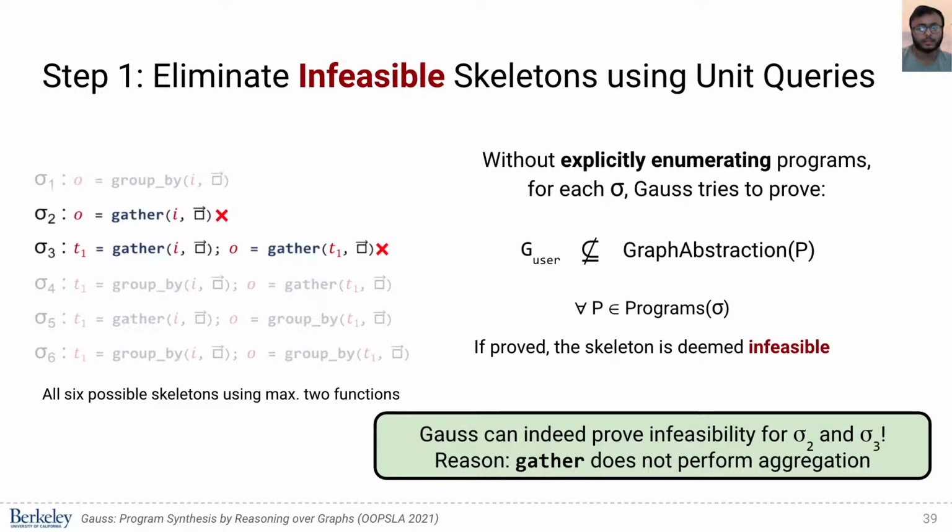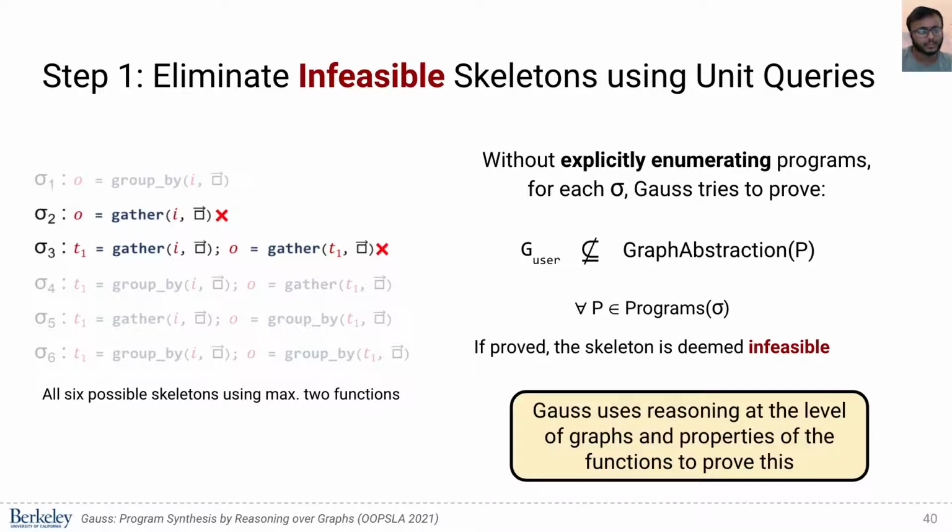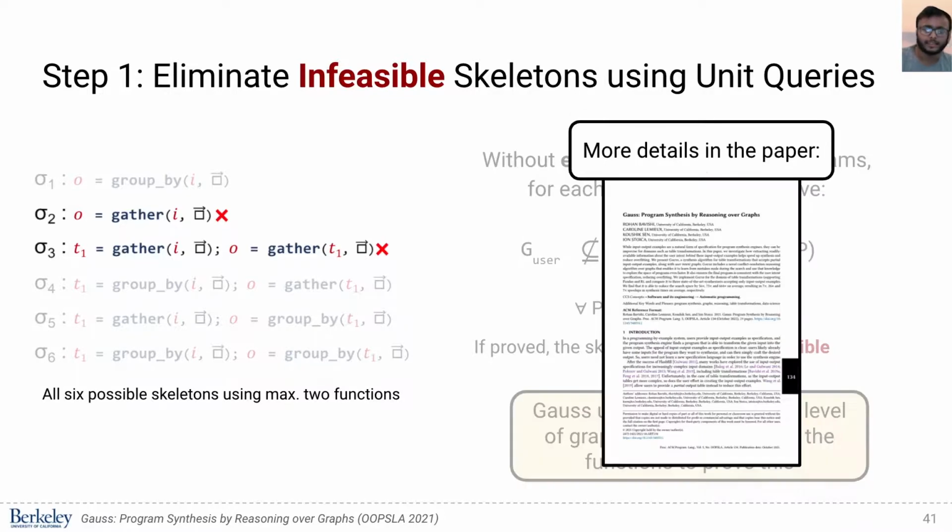In the case of the running example, Gauss can indeed prove infeasibility for sigma 2 and sigma 3. Why? Essentially, Gauss infers that gather by itself cannot perform aggregation, and hence the graph abstraction will never contain a mean edge as is present in GUser. How does Gauss prove this? It uses a combination of reasoning at the level of graphs and properties of the functions in its transformation language to prove this. But again, in the interest of time, we request you to refer to the paper for more details.